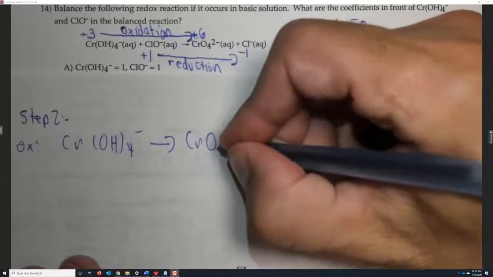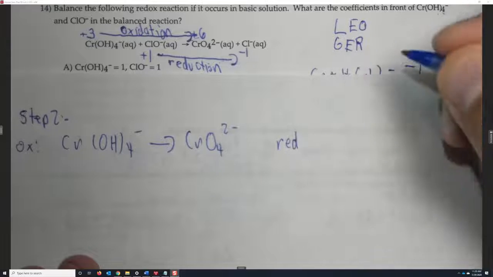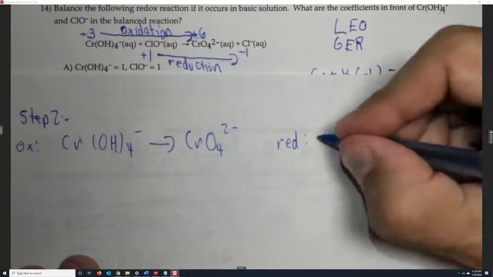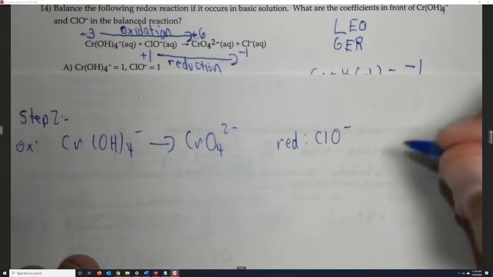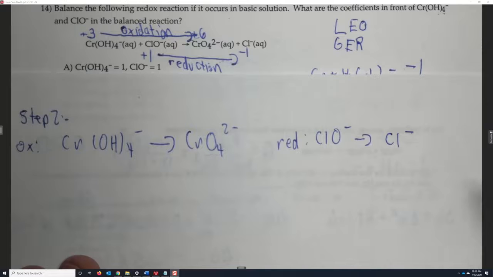So for step 2, we need to write the half reactions. For the oxidation half reaction, we have Cr(OH)4 minus yields CrO4 2 minus. And for the reduction half reaction, we have ClO minus yields Cl minus. So now we have our oxidation and reduction half reactions.